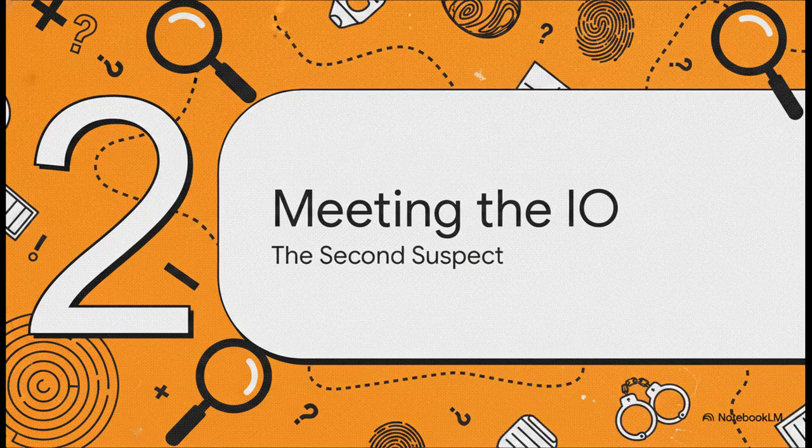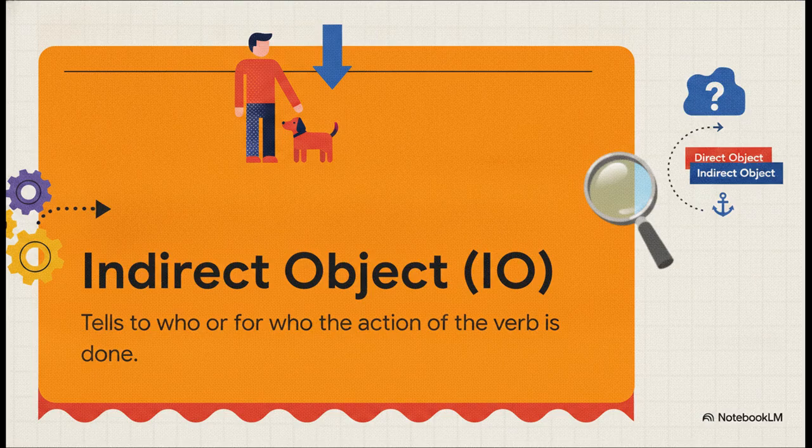Moving right along to Section 2, meeting the indirect object. Often a person, or maybe an animal, the indirect object is basically our secondary receiver. It tells us to who or for whom the action is being performed. But listen, you've got to remember the golden rule of our grammar investigation here. You generally cannot have an indirect object without a direct object already being there. The indirect object literally relies on the direct object's existence.